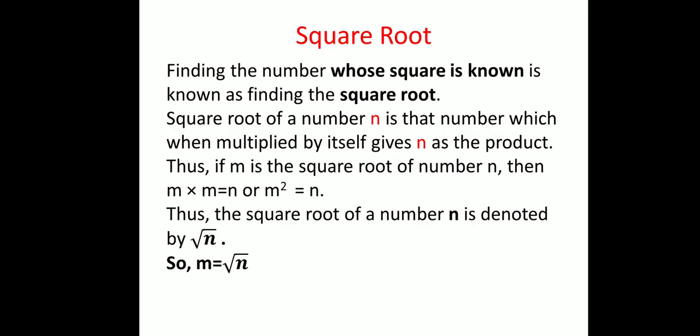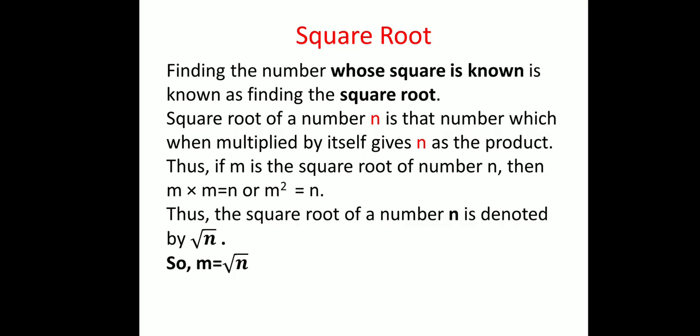After learning the properties of square numbers, it is the turn now to understand what we mean by square root. Basically, square root is the inverse operation of finding the square of a number. It means finding the number whose square is known is finding the square root. For example, if m is the square root of number n, then m into m will give you n, or m squared is equal to n.